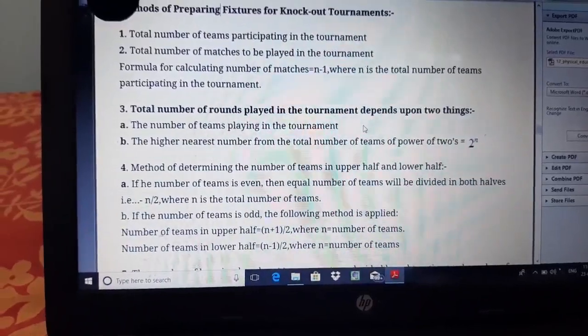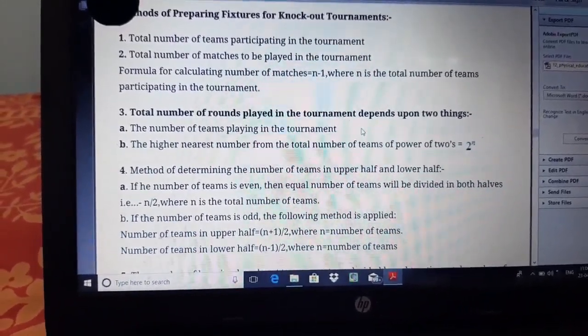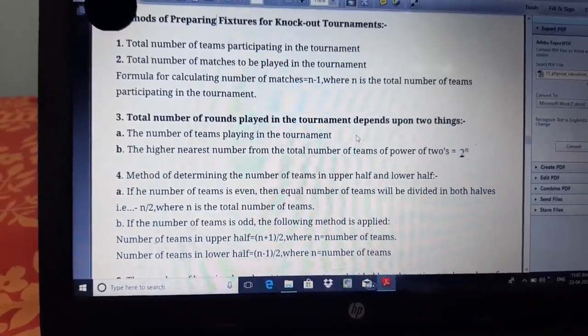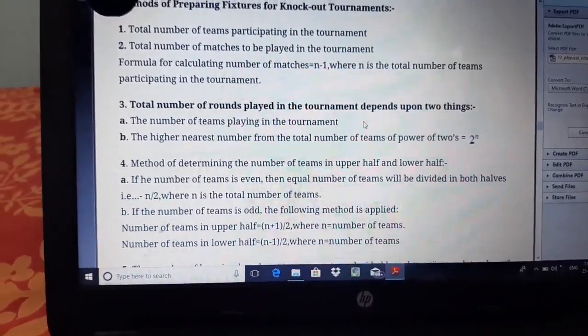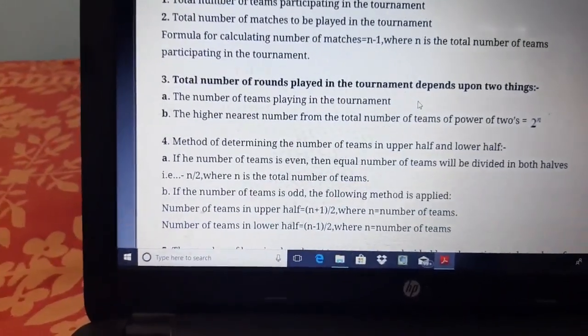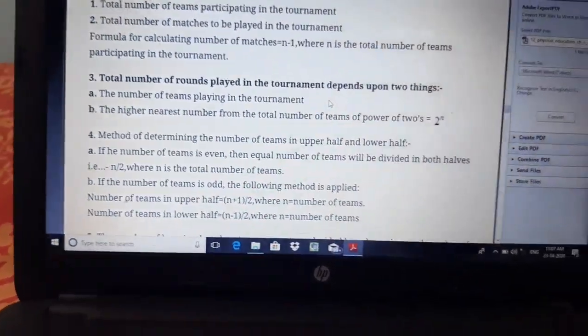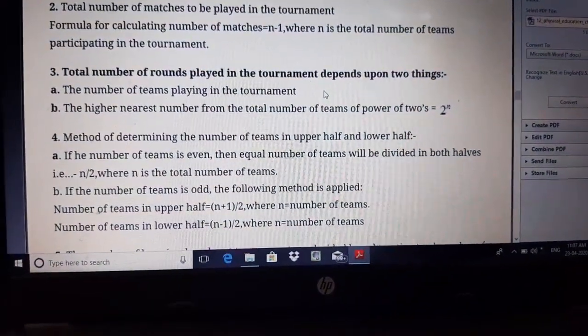That is very easy. For example, you have 12. So what you will do is 12 upon 2, that is 6. Equal number of teams are distributed. You have 10 teams, 10 upon 2, 5. 5 up, 5 down. Simple. But what if the number is odd? If the number of teams is odd, the following method is applied.